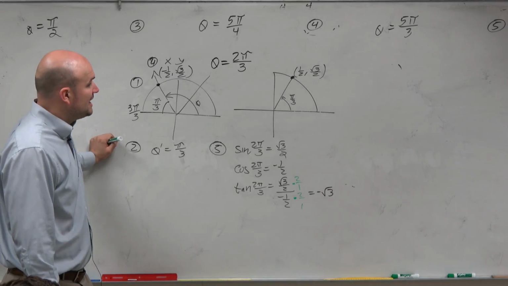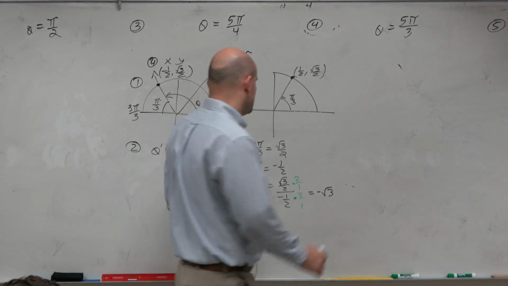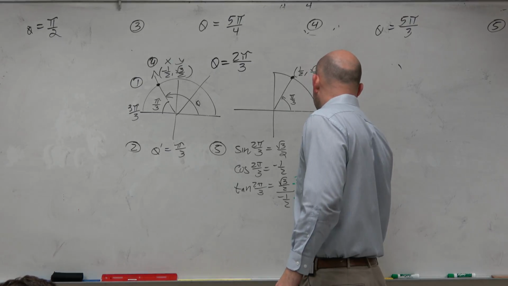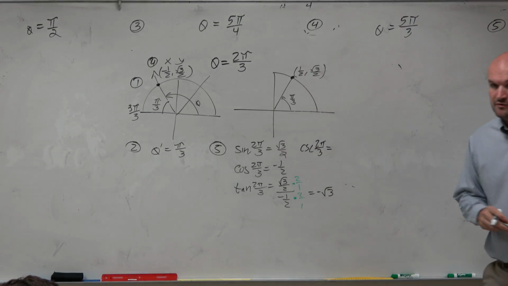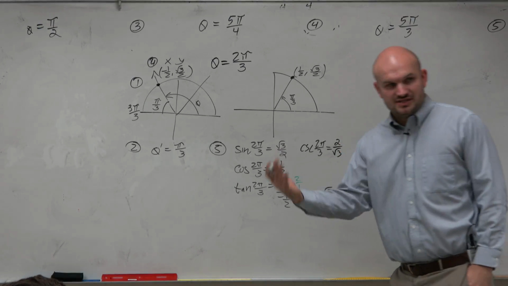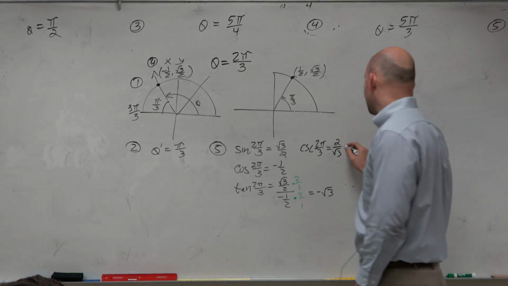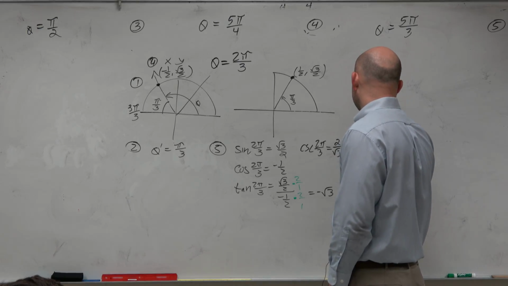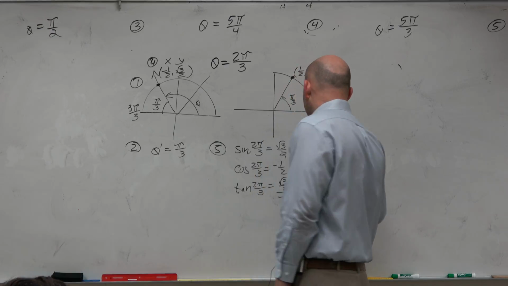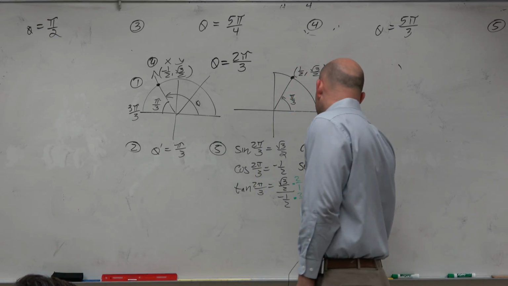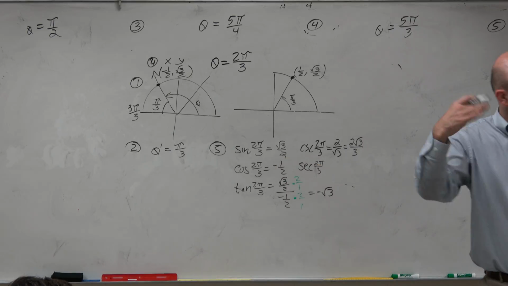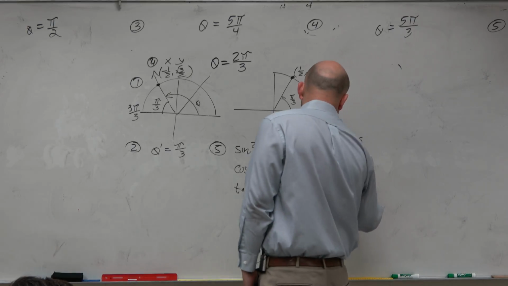Now we want to get to our reciprocal functions. The cosecant of 2 pi over 3 is the reciprocal of square root of 3 over 2, so that's going to be 2 over radical 3. I'll save myself the work and just write the answer in simplified form by rationalizing the denominator. Secant of 2 pi over 3 is the reciprocal of negative 1/2, so I can just flip that, and that would be negative 2.